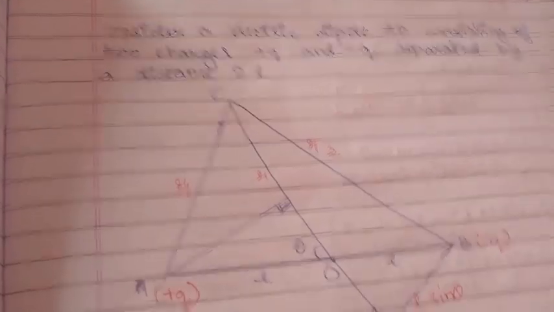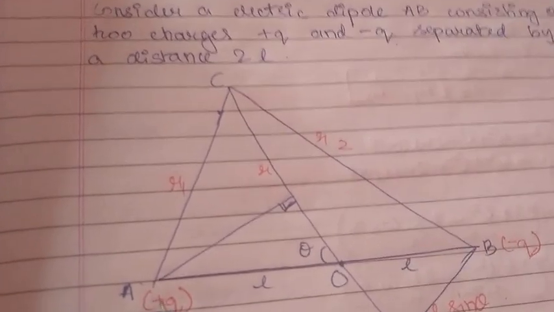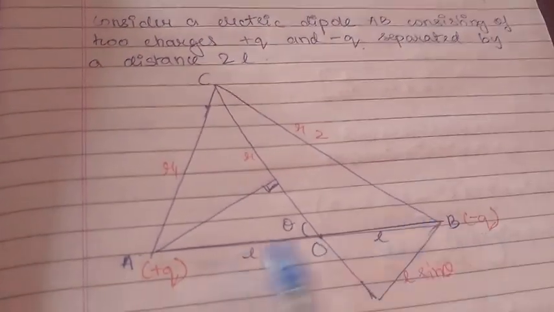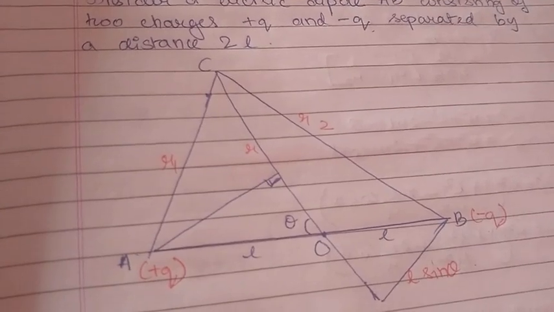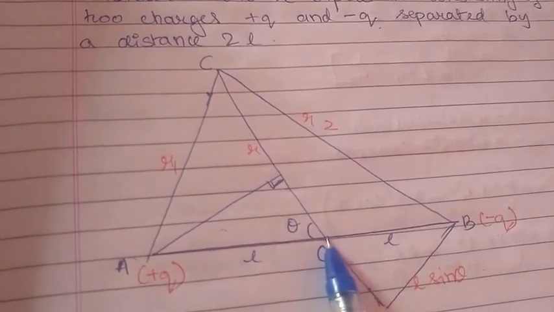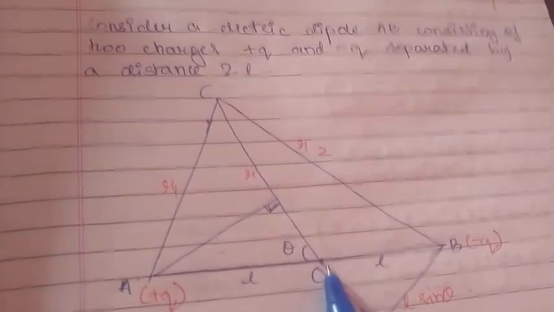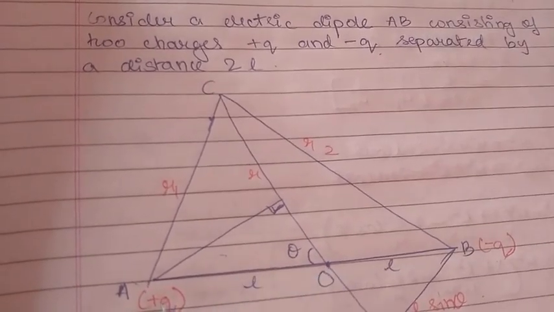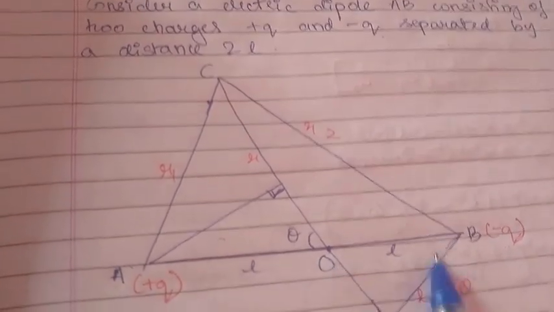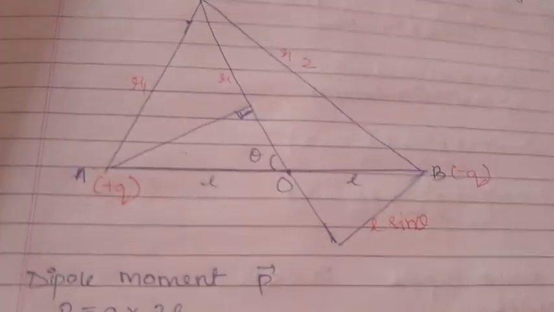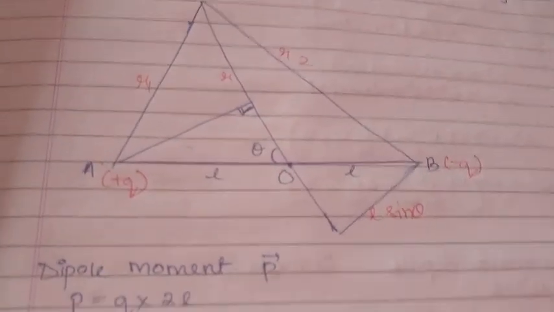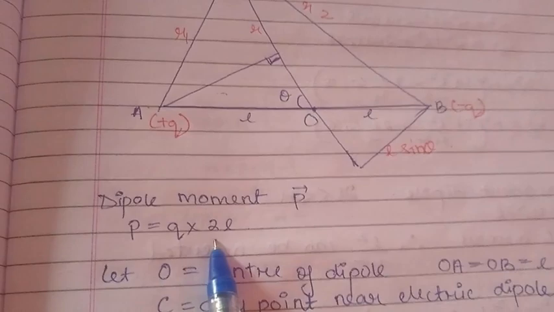So first of all, consider a dipole having a plus q charge and a minus q charge separated by a distance 2L. This is called the axial line of the dipole. Let this be the center of the dipole, O. From O to A the length is L, and from O to B the length is L. Now let the dipole moment be p equal to q into 2L.